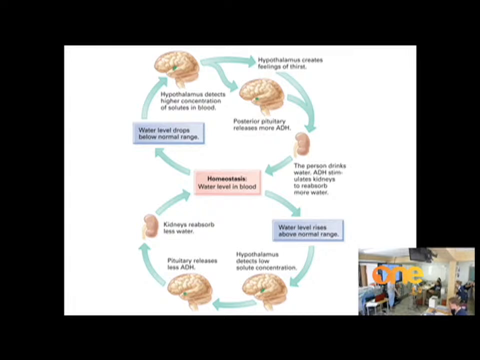And the pituitary gland has a back side and a front side. On the posterior, the back side of the pituitary gland, it will release ADH. The ADH will do the following. It will open little pores, they call them aquaporins, in the collecting duct. So they will actually open little gates. And now the water will be reabsorbed into the vasa recta.